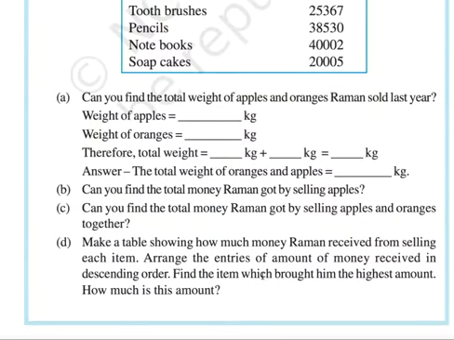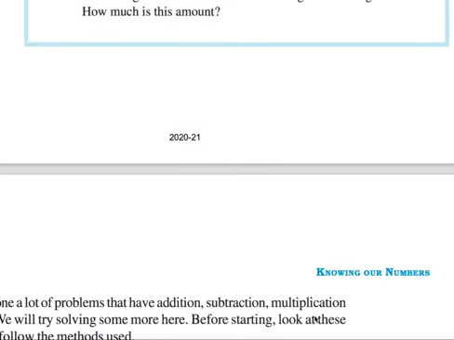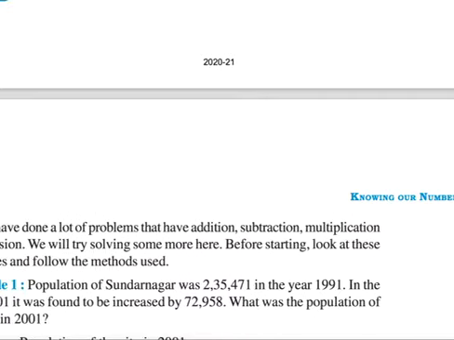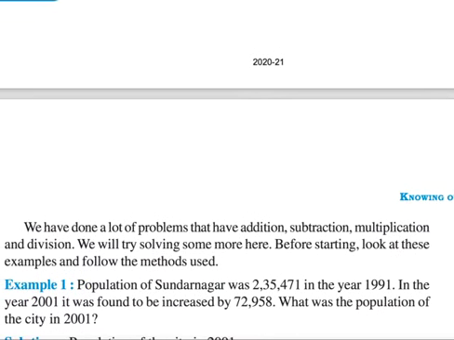Make the table showing how much money Raman received from selling each item. Arrange the entries of amount of money received in descending order. Find the item which brought him the highest amount. How much is the amount? That you can find on your own. Not a difficult thing to find.